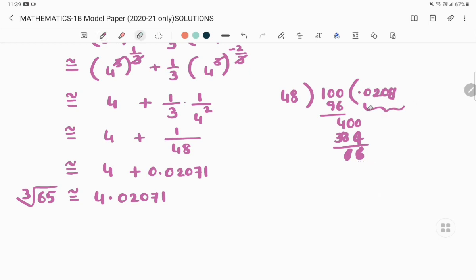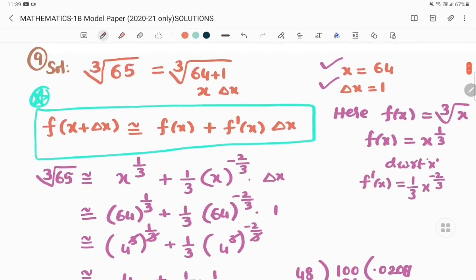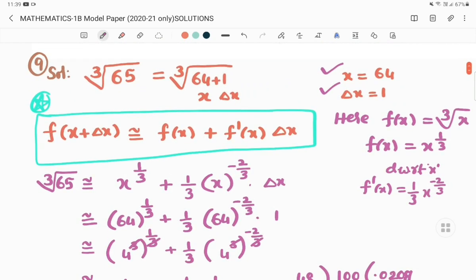So there is no need of taking this. There is no need to get 1 here. Directly you can write the answer as 8. This is the way you can go. This is the formula for the approximate value.